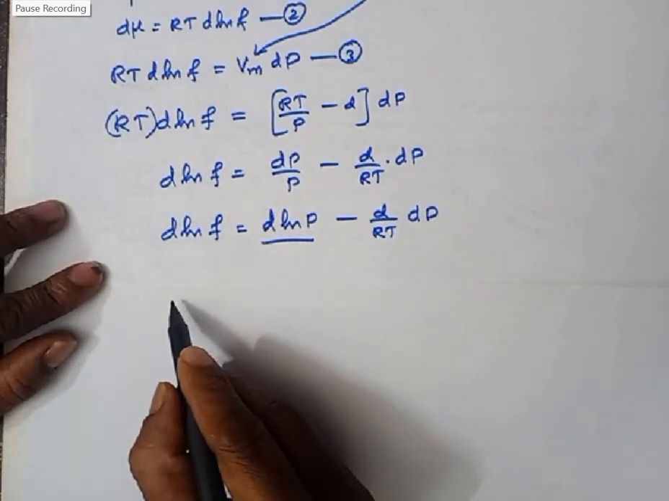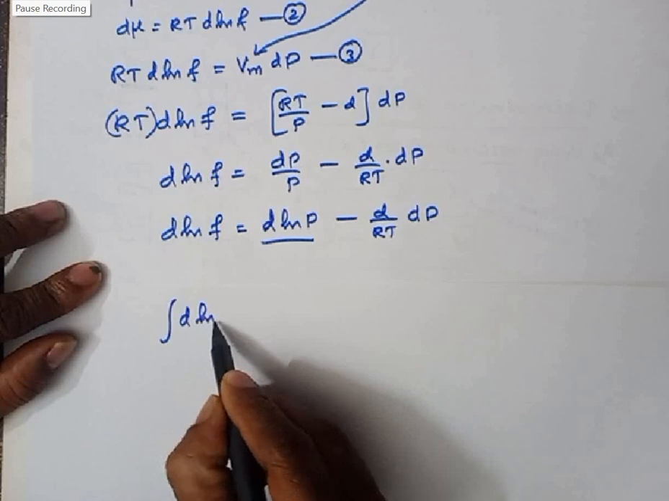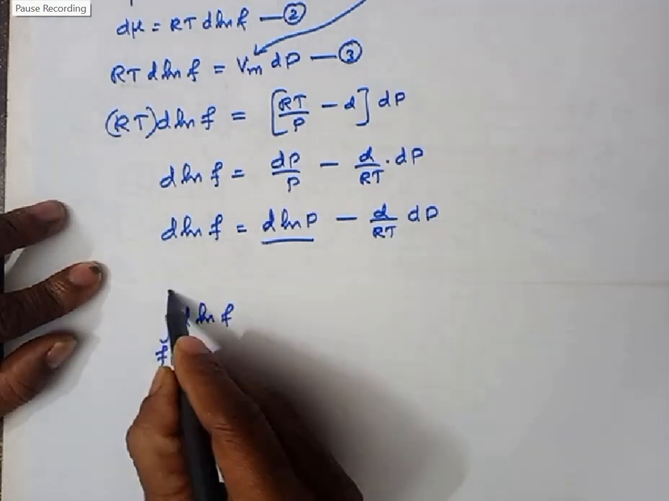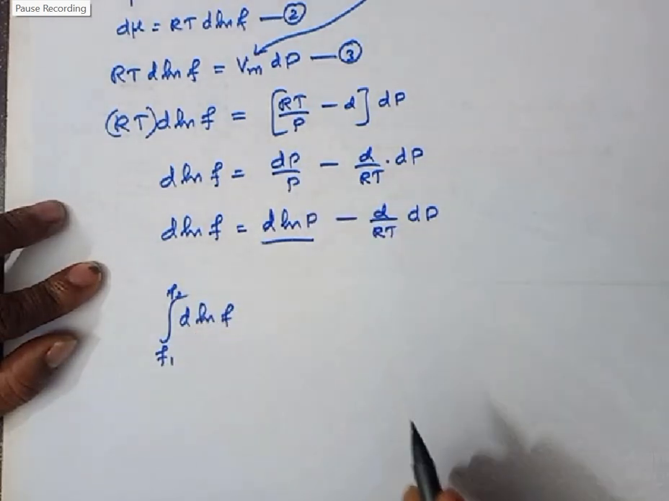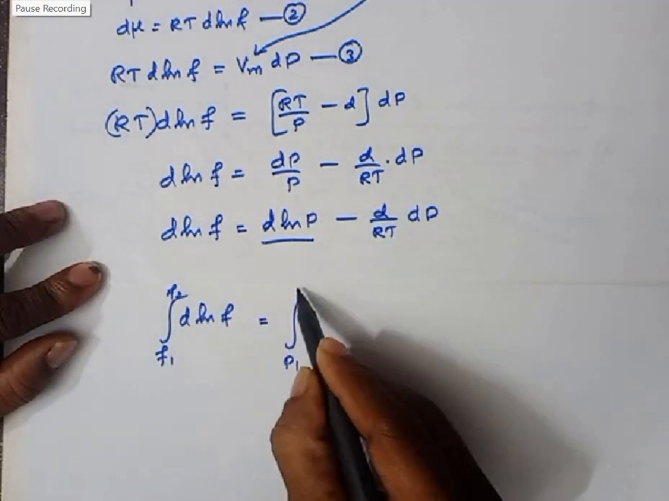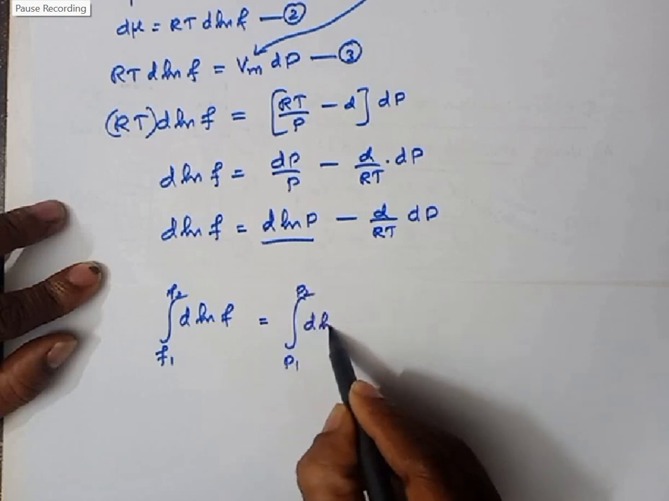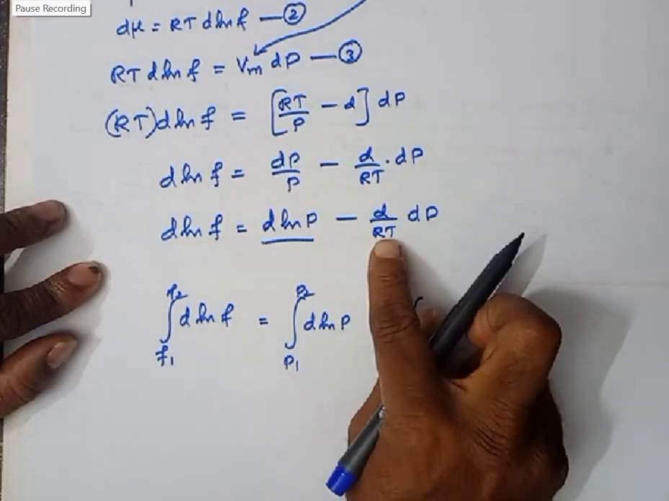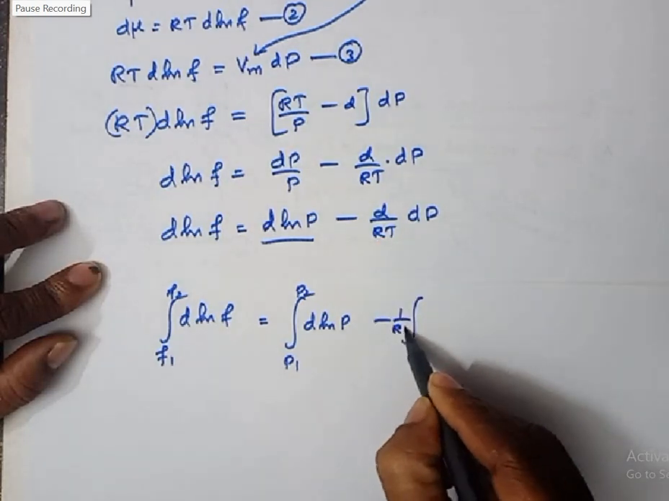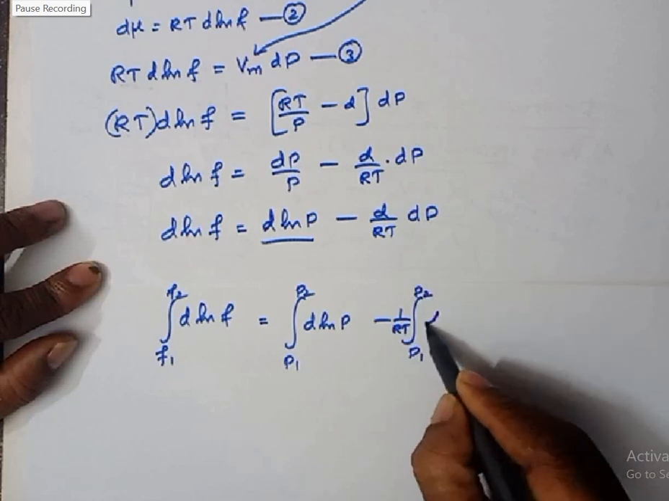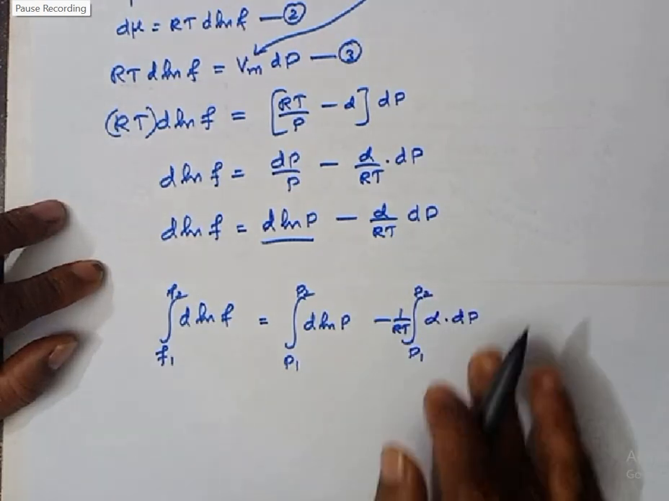I'll just finish off this. It's very simple. d ln F, from fugacity F1 to F2, I'm integrating this with the limit F1 to F2, equal to integral P1 to P2 d ln P minus integral. I'll take 1 by RT out, because RT is constant, P1 to P2 into alpha into dP. Take note.